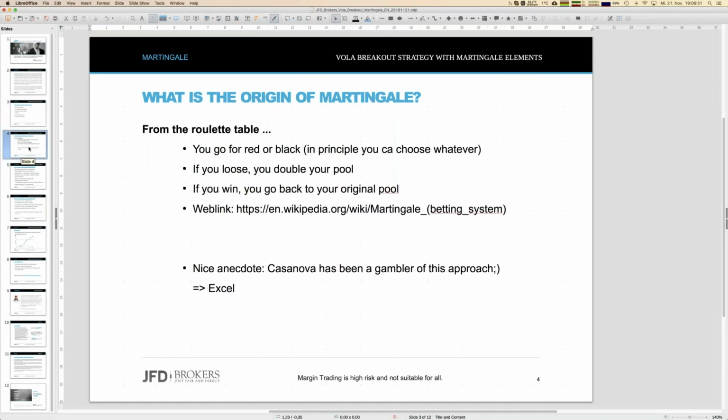So let's start with Martingale. So what is the origin of Martingale? Well, Martingale stems from the roulette table.